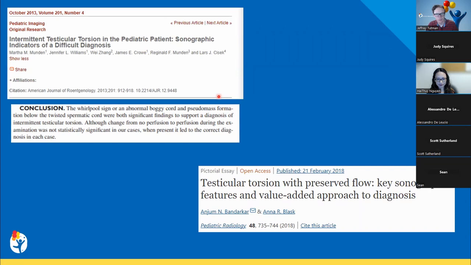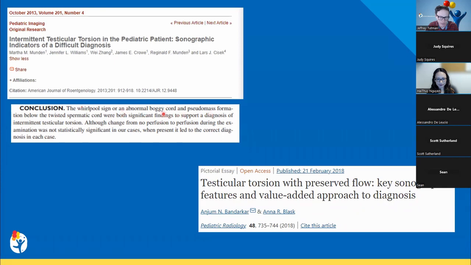Just to share, these are a couple, I think, very good papers about this topic, either intermittent torsion, or this is kind of the verbiage that I think we tend to use more now, testicular torsion with preserved flow. So these are both great papers if anybody wants to take a further look at these. But this particular one, I think, points out the most pertinent findings. So the whirlpool sign, as we saw in that one case, we can't totally hang our hat on that. This paper talks about 80% of the time that whirlpool sign will be present. The other 20% of the time, meaning there won't be a whirlpool sign. So we have to kind of look at the more secondary findings, with those secondary findings being this boggy cord and this so-called pseudomass formation that we saw a couple cases of.